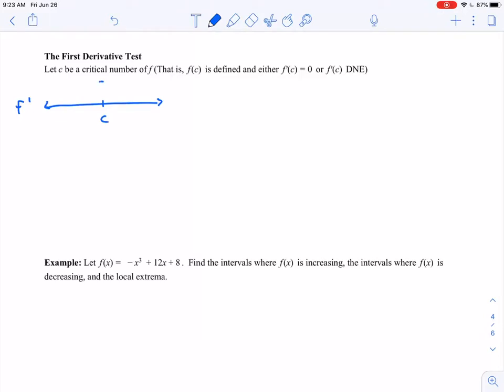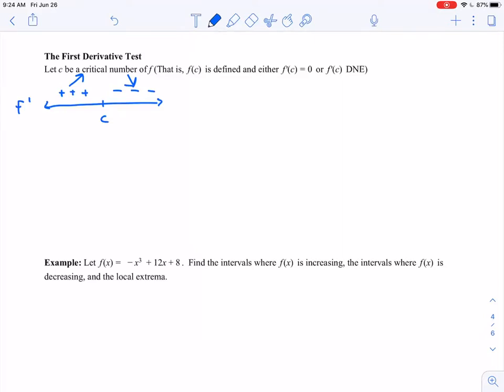Here at c, I don't necessarily know the behavior, but I know that the derivative is either 0 or does not exist. It's going to be one of those two things. Let's say our derivative is positive on the left-hand side of c and negative on the right-hand side of c. What does that mean? If our derivative is positive on the left, our function is increasing on the left, and on the right our derivative is negative, which means our function is decreasing.